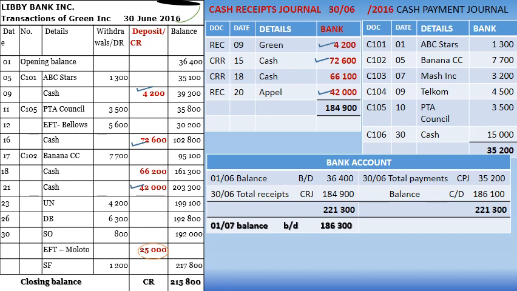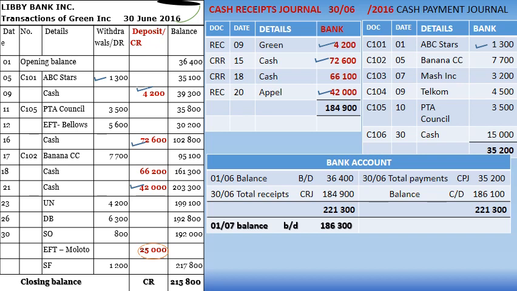Next will be to reconcile the cash payment journal with the withdrawal column of the bank statement. The first check that was recorded in the cash payment is check 101, the amount 1,300. We will trace this check on the bank statement. On the 5th, there's check 101, the amount 1,300. It is similar to the check recorded in the journal, therefore both entries will be ticked.